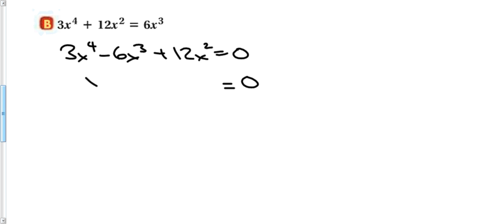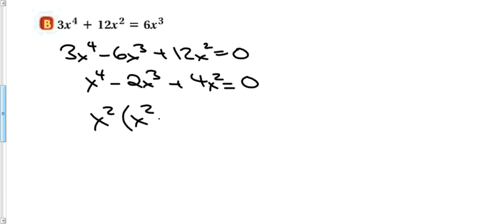Anytime you have the chance to do this, you should. That leaves me with x to the 4th minus 2x to the 3rd plus 4x squared. Factoring out the x squared gives me x squared minus 2x plus 4. Okay. Now I can try to factor this using the same techniques that we just did.